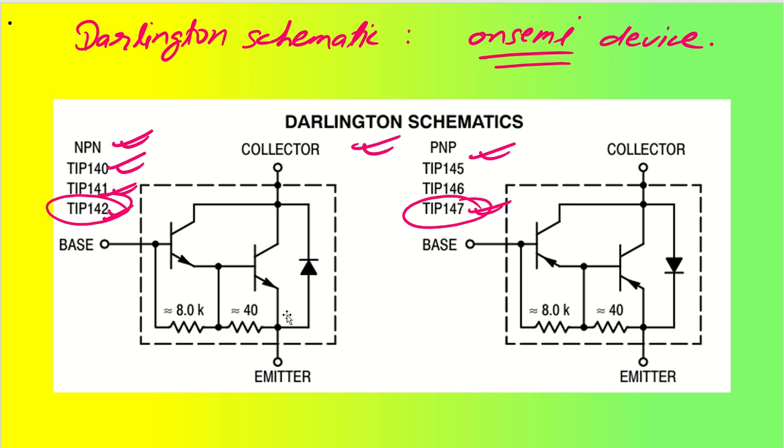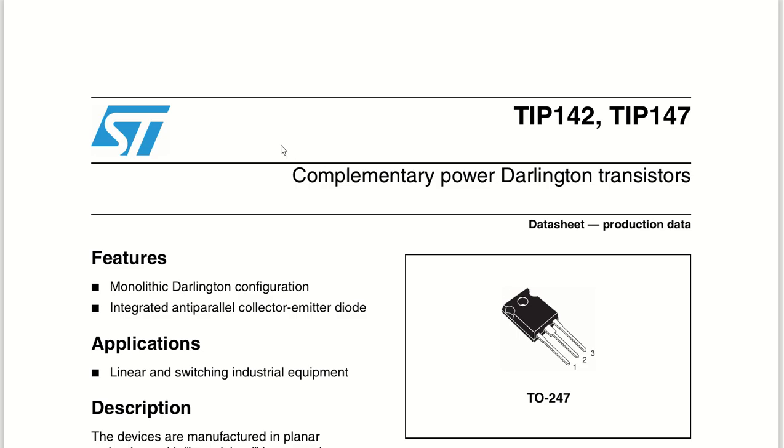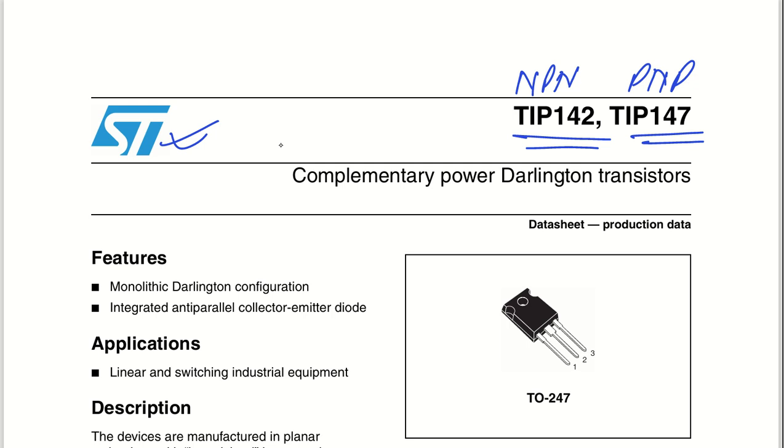The only difference that you can see between onsemi and STMicroelectronics is that these resistors R1 and R2 values are a little different. However, you can select any of the manufacturers, but our main aim is to understand how we can choose a power transistor. So let us open the datasheet of STMicroelectronics, which we can see here. TIP142 and TIP147. This is my NPN power transistor and this is my PNP power transistor.